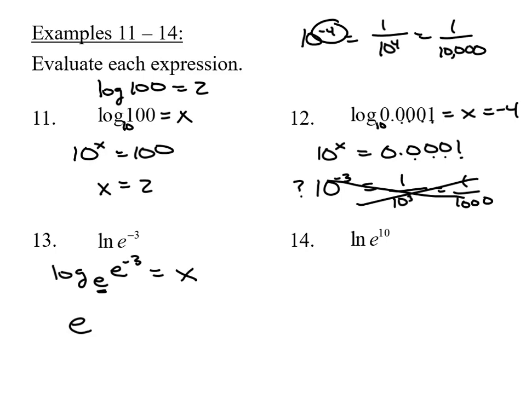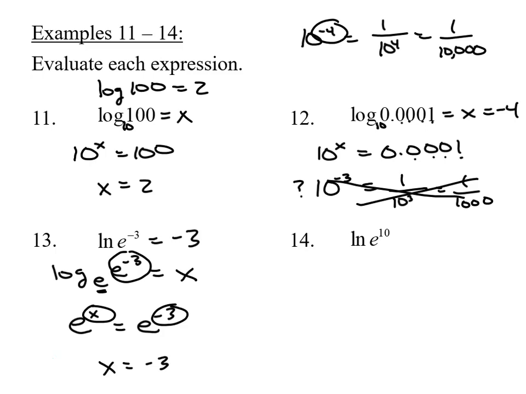E is our base. X is now going to come over and join e, and then this bit that was the raised part on the log is going to go over here by itself, e to the -3, and now you can see, well, I have e to the x equals e to the -3. Well, if these are going to be equivalent, the x and the -3 must be the same. So x must be -3. So natural log of e to the -3 is just -3.